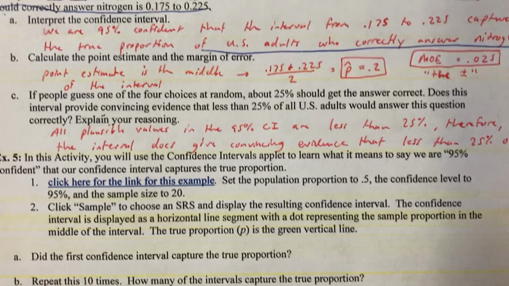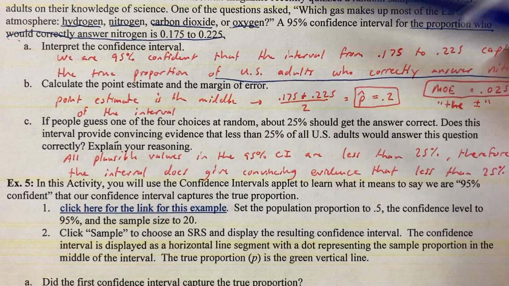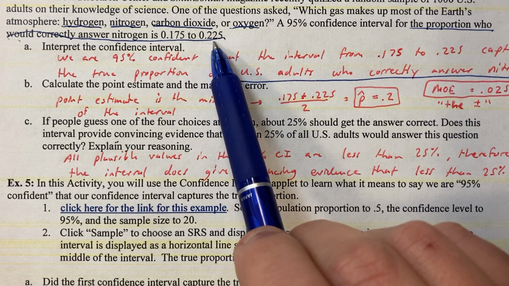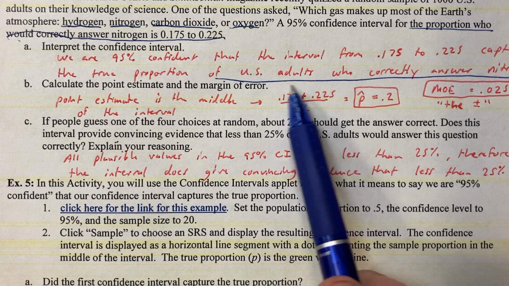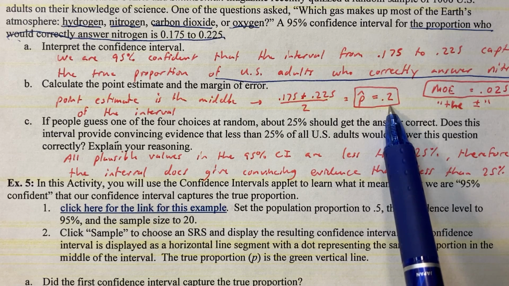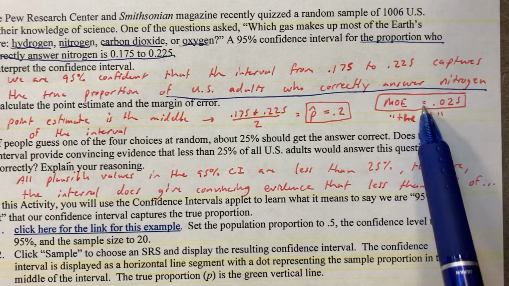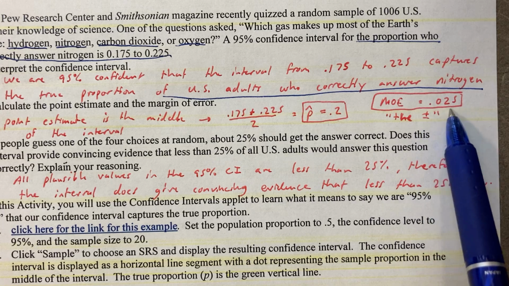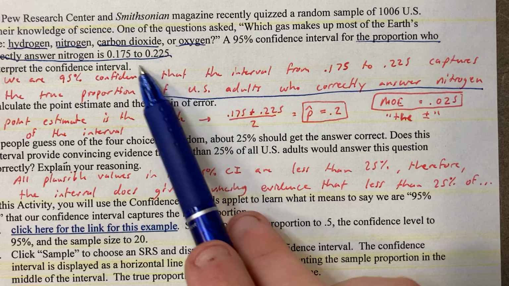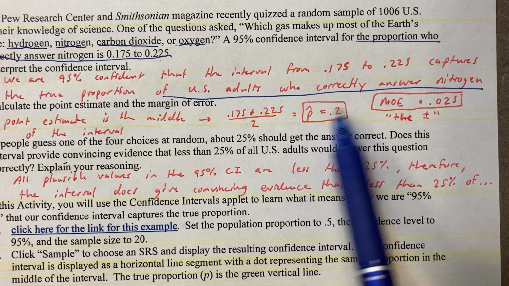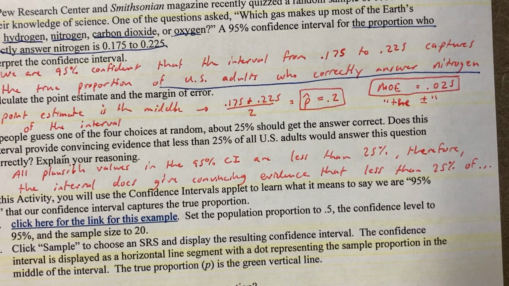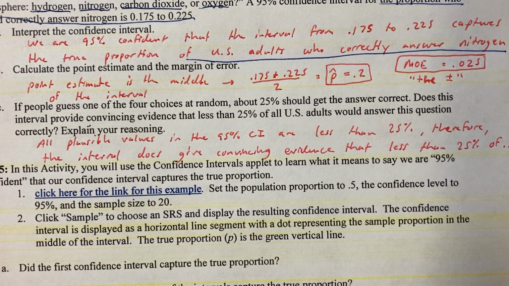Calculate the point estimate. The point estimate is the middle of the interval. This is based off of something plus or minus something: you average your minimum and your maximum. It's based off of 20%. Our sample came back as 20%. Then the margin of error is the plus or minus part. Plus or minus 0.025. If you take 0.2 minus 0.025, you end up with that. If you take 0.2 and add 0.025, you end up at that. So that is how you find the point estimate and the margin of error.